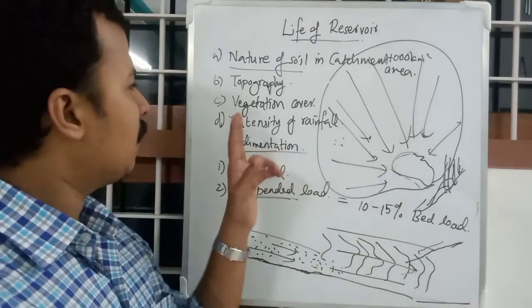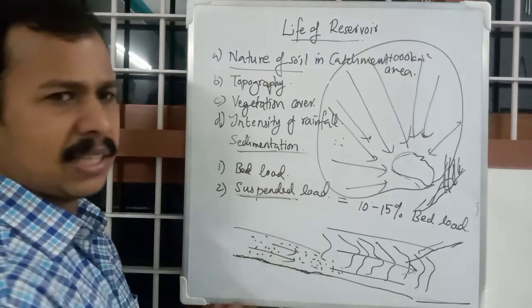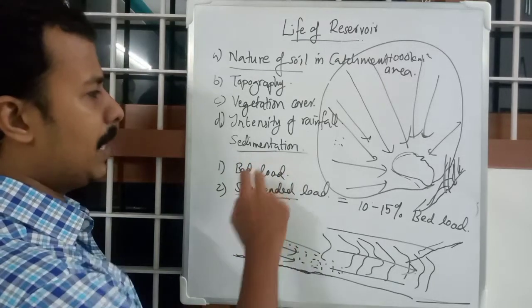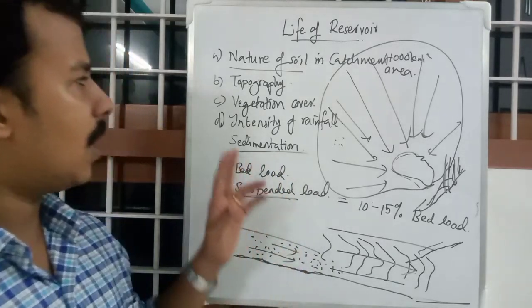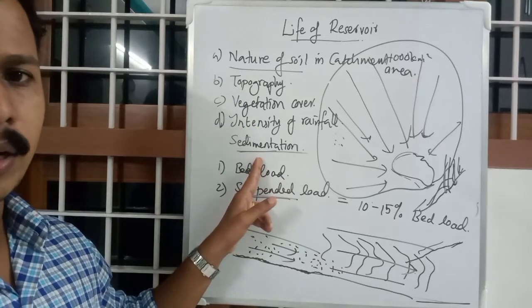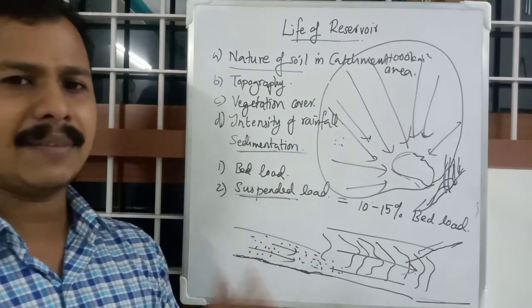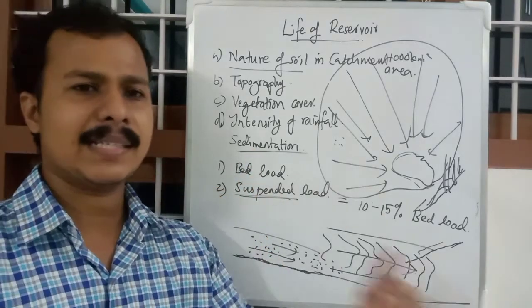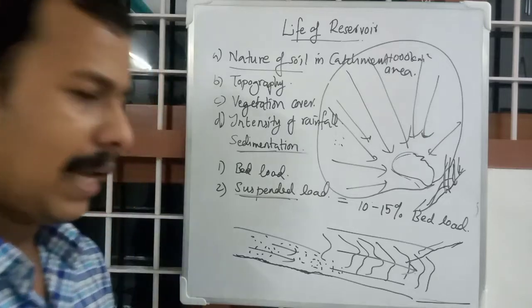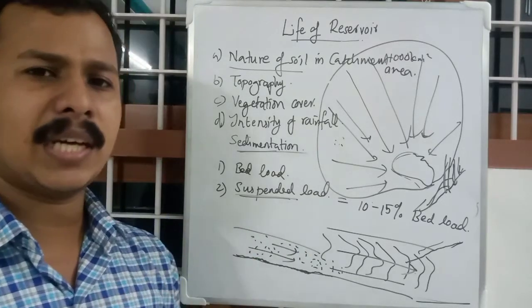So if intensity is very high, there will be very high sedimentation, and if intensity is small, there will be lesser sedimentation. So these are the factors that decide reservoir sedimentation, and these are the two types by which these sediment particles can be transported. And we are getting into the next topic, density currents.